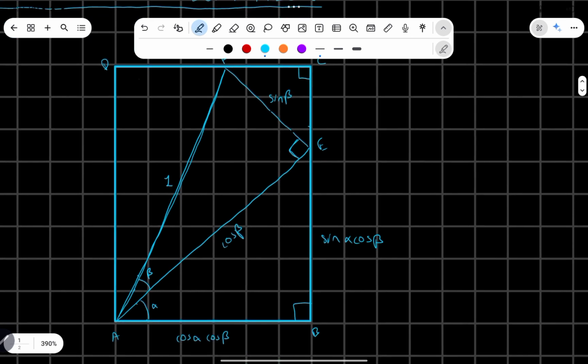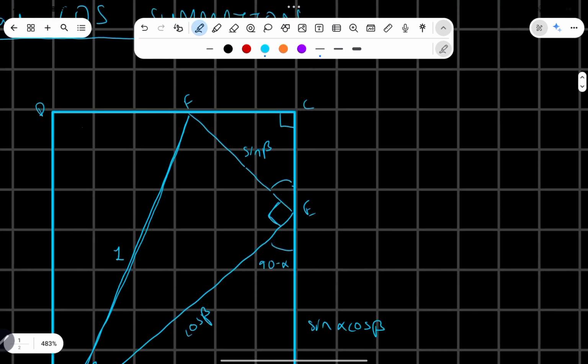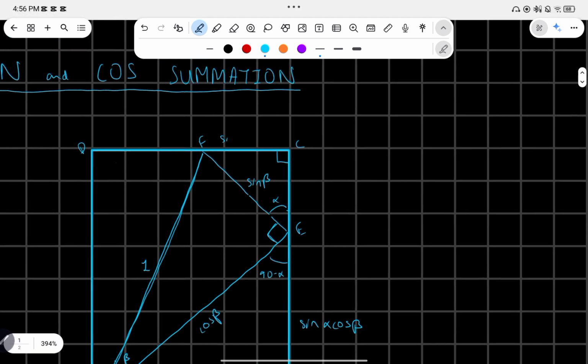Okay? Now, if this angle over here is alpha, that means angle AEB is going to be 90 minus alpha. It means this angle right here is again going to be alpha. So let's do the same thing here. We know that the hypotenuse is sine beta. So FC is going to be sine alpha sine beta. And CE is going to be cos, because it's the adjacent. Then we have times the hypotenuse, cos alpha sine beta.